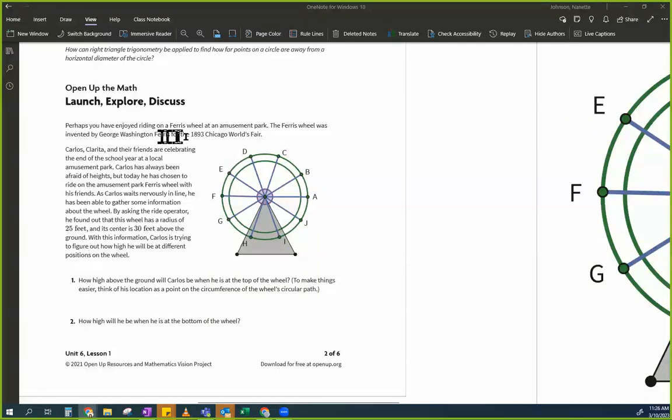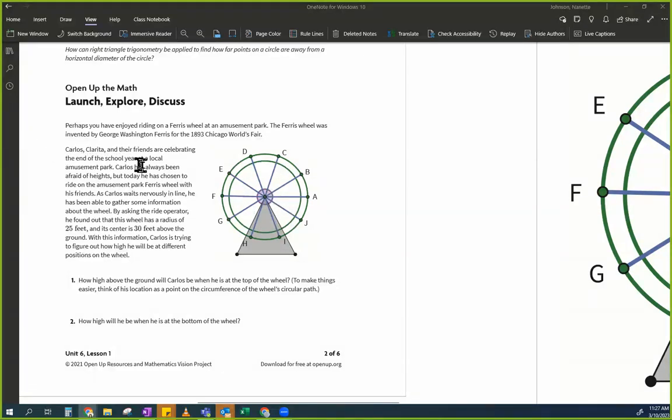So perhaps you have enjoyed riding on a Ferris wheel. Anybody ride on? Did anybody ride on the Disney one? That was my favorite one. The movie ones, yeah, like me screaming, very funny. Okay, the Ferris wheel was invented by George Washington Ferris for the 1893 Chicago World's Fair. This is not your first president. This is Ferris, hence the name of the Ferris wheel, right?